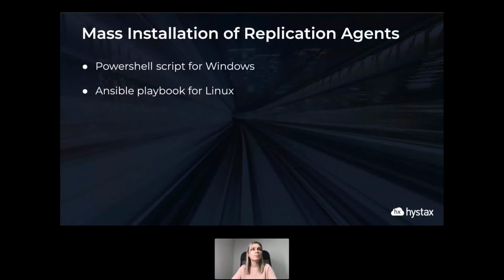The next point that we're going to discuss today is mass installation of replication agents. Of course, the process of installing internal agents on a large number of source machines might be quite tiresome and time-consuming. So to make this process easier, we suggest our customers use special scripts developed by our team to install replication agents directly to a bunch of VMs. In case of Windows, there is a PowerShell script that we provide to our customers, and in case of Linux, it's an Ansible playbook.